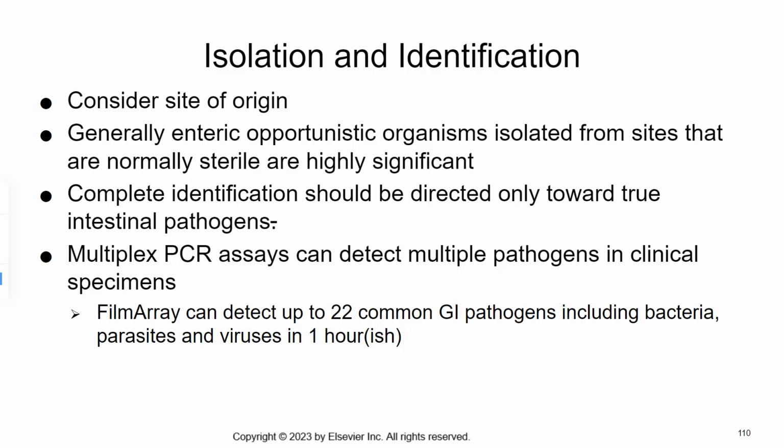There's also multiplexed PCR assays that can detect multiple pathogens in clinical specimens. So in other words, if we have a fecal sample, we can throw it in a multiplexed PCR, and we have primers that are designed to amplify key sequences for many GI pathogens. So we do one PCR in one tube on one sample, and it'll just amplify anything that it sees, and it can report out what species it is.